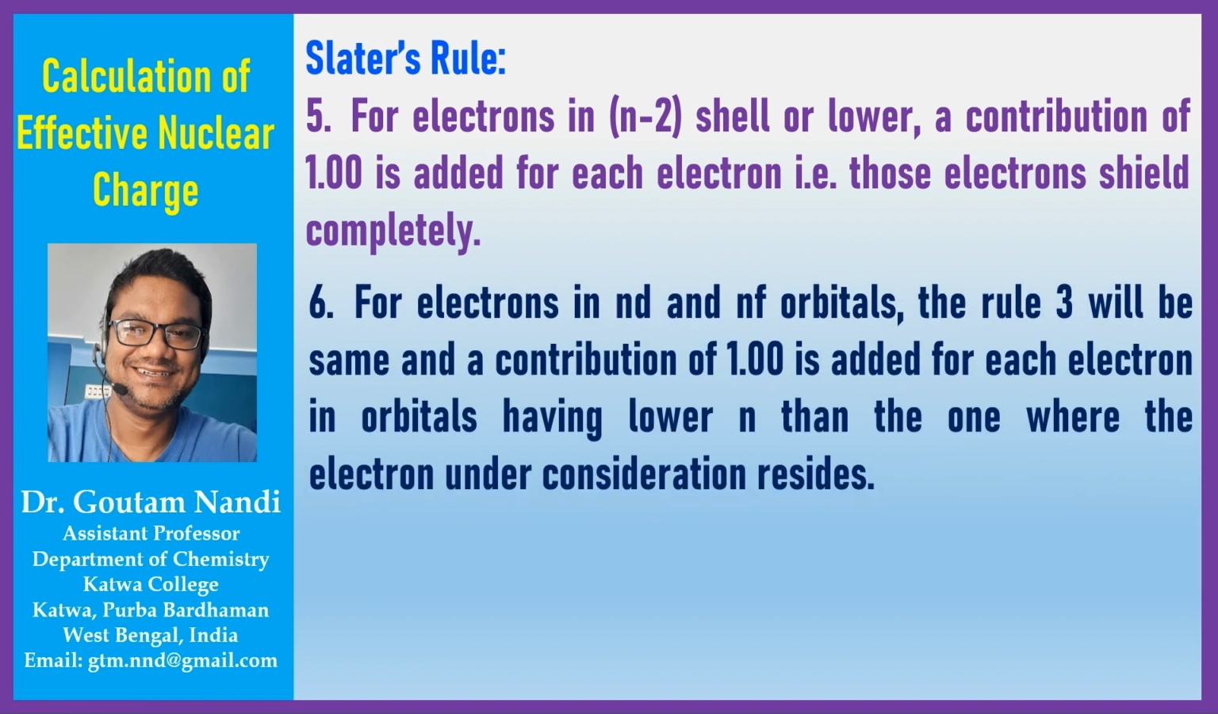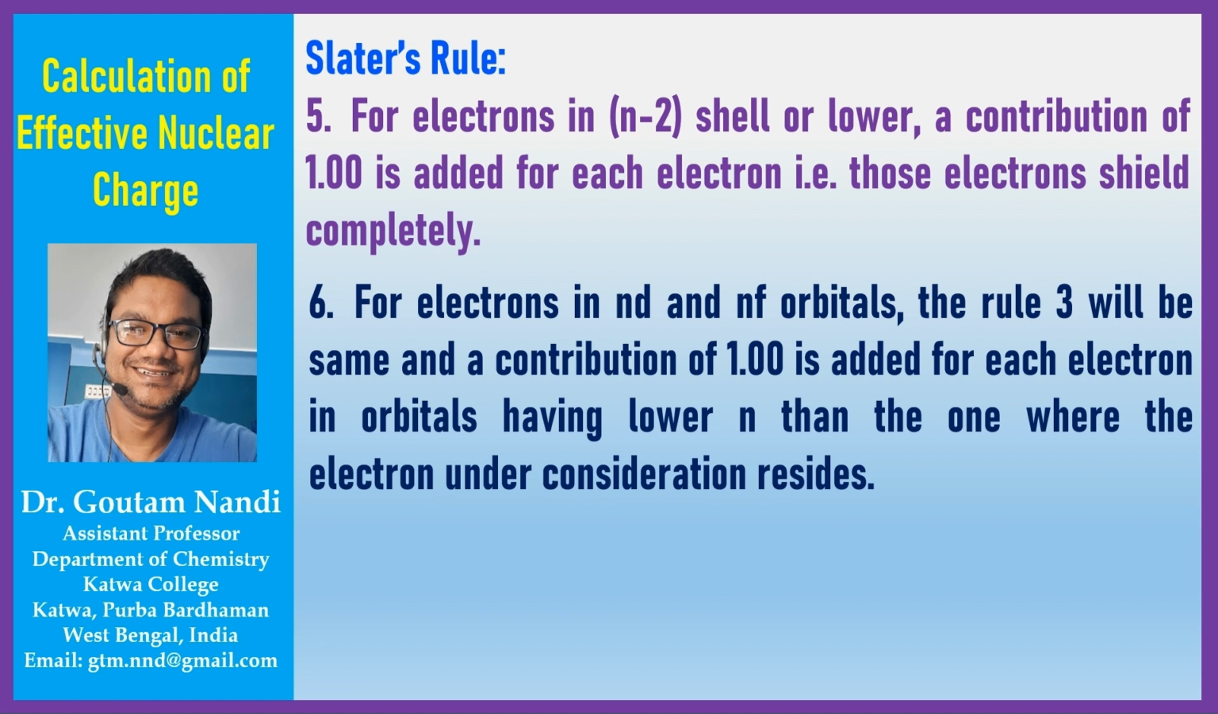Okay, and the final is number 6. For electrons in the nd and nf orbitals, rule 3 will be the same. Rule 3 means for ns np 0.35 for each electron, that rule will also be applicable for nd or nf electrons. But lower than that, means if it is n minus 1, n minus 2, then 1.00 is added for each electron. Means rule number 4 will not be applicable.